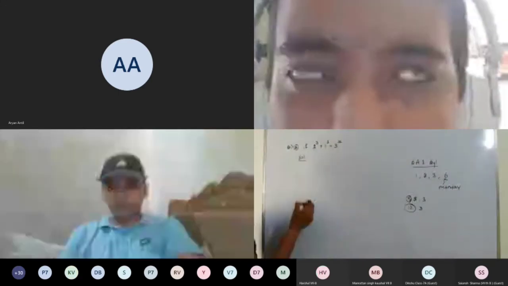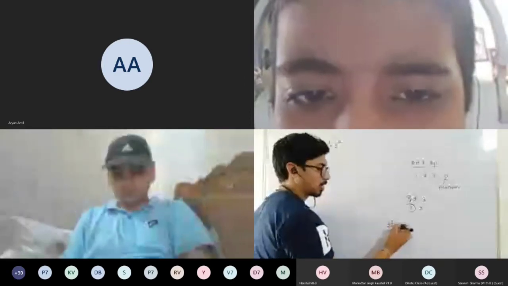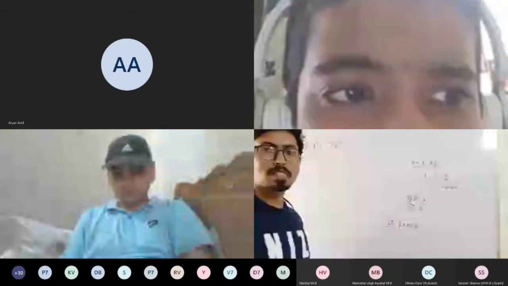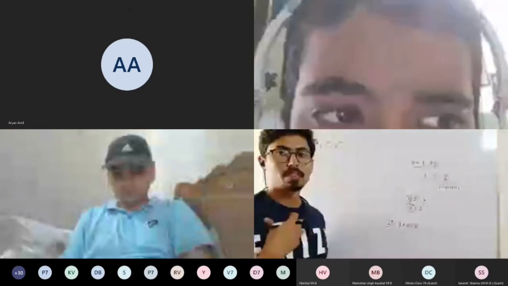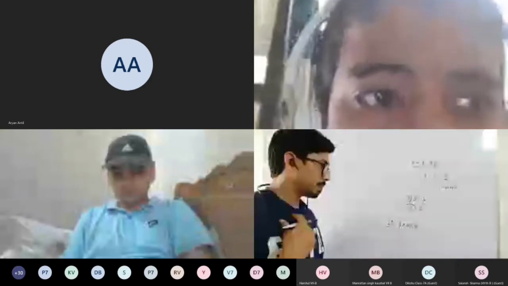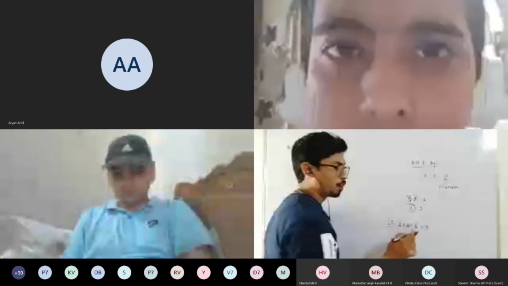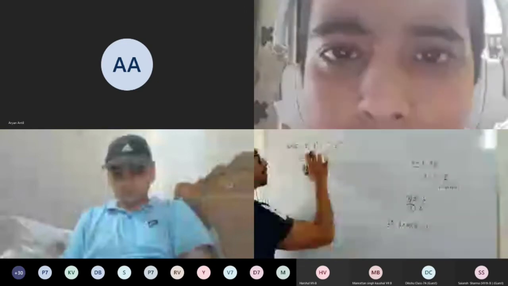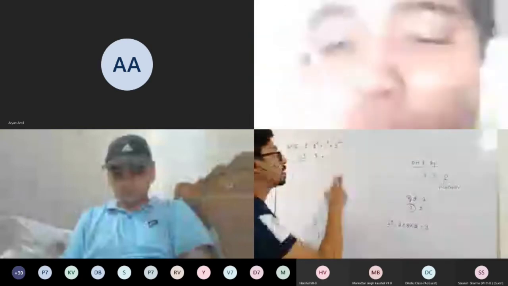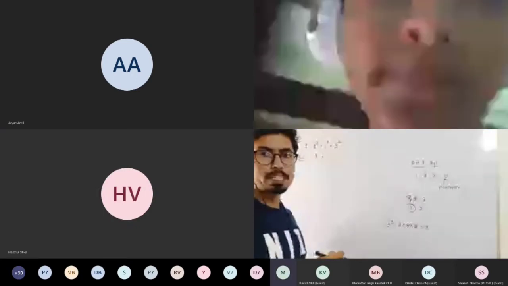See, 2 raised to power 3 means 2 into 2 into 2. That means 3 times I have to multiply 2. 2 into 2 into 2 means 8. So the value of this is 8 now. Plus 1 cube. 1 cube is 1 into 1 into 1, and 1 into 1 into 1 is 1.